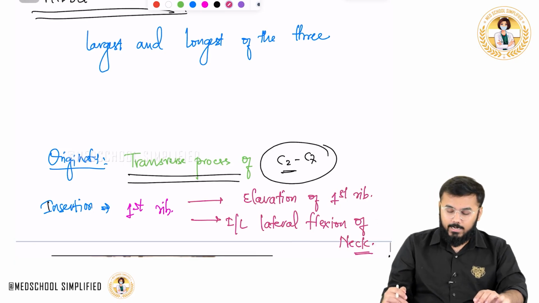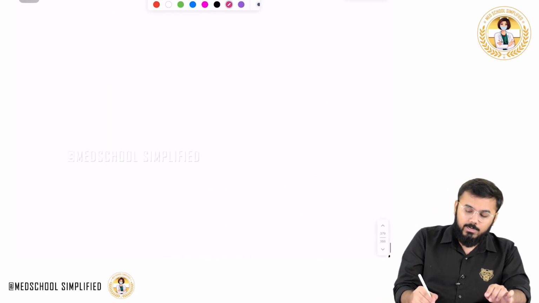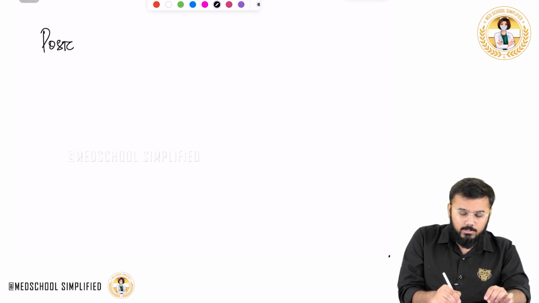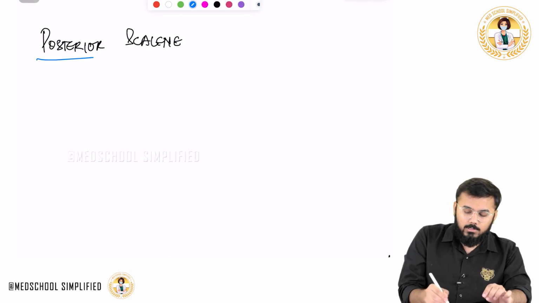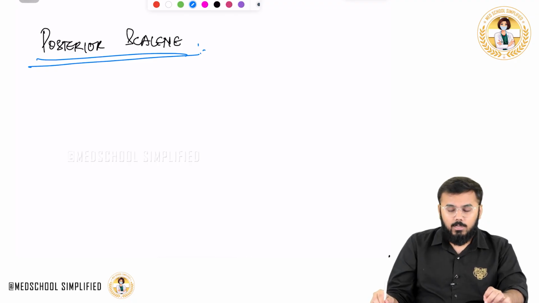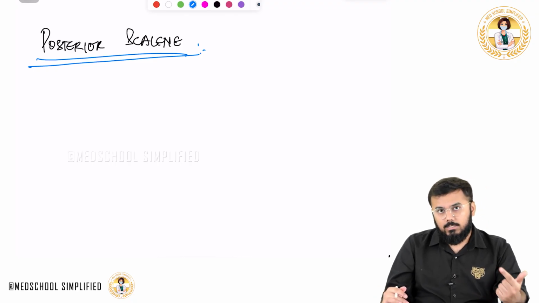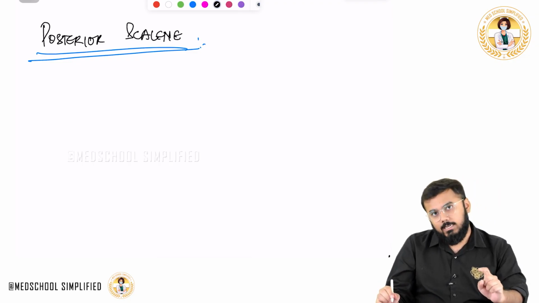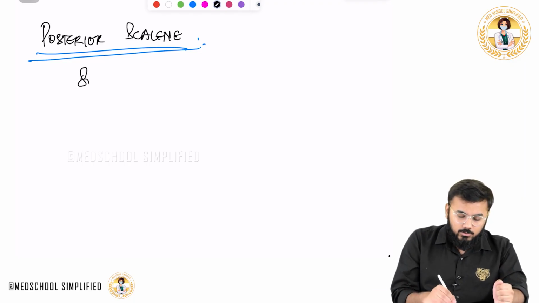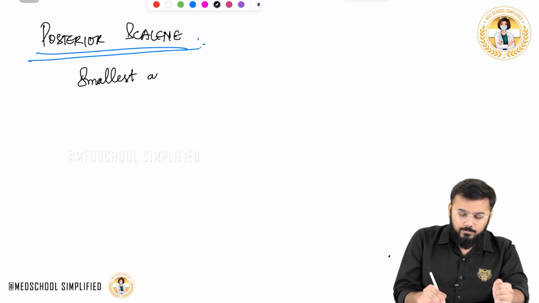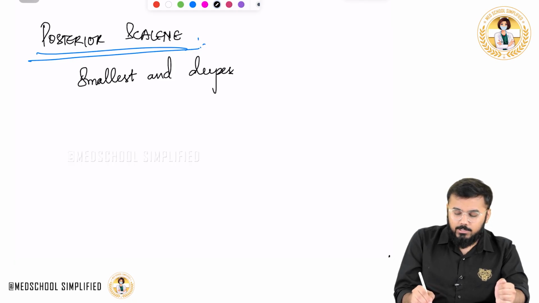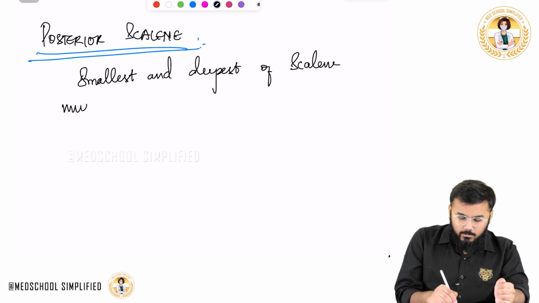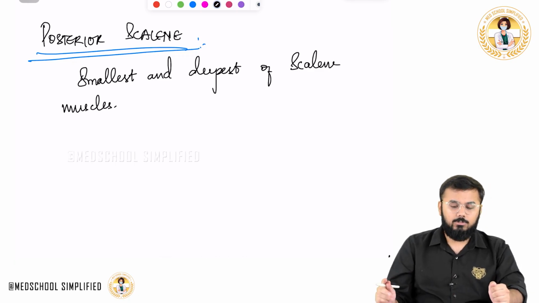Now, after this anterior and middle scalene, the next muscle which we shall be discussing is your posterior scalene muscle. Now, out of all these three, the largest and the longest was your middle scalene. Now I am telling you, out of all these three, the smallest and the deepest muscle is your posterior scalene muscle. Smallest and the deepest of the scalene muscles is your posterior scalene.